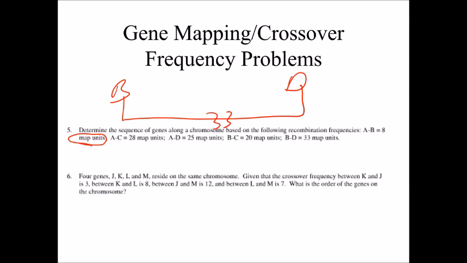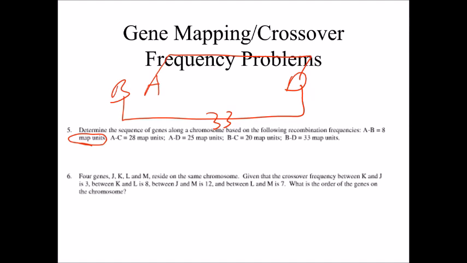Try to find a gene that's near either side. Well, A and B only cross over 8 map units. So A could be here, or A could be here. Now, here they were nice to us. They gave us a comparison between A and D. Notice A and D only cross over 25% of the time. Well, from B to D is only 33. That means A cannot be here. A's got to be here between the two.